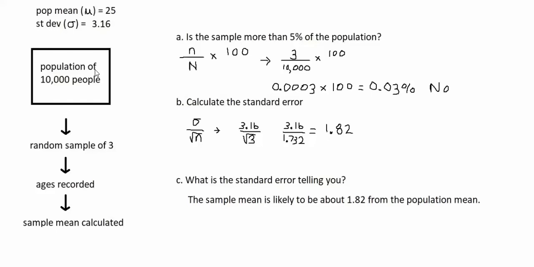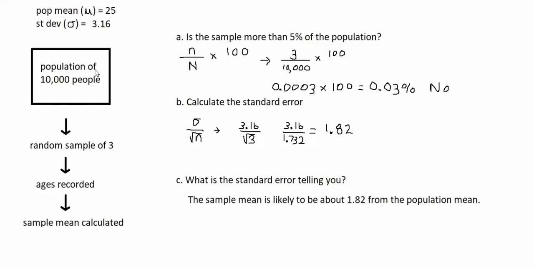But in this case, the population is quite a bit larger. Instead of a population of 5, it's now a population of 10,000. So let's see if we can get the standard error for this situation. In part A, we once again have to find out if the sample is more than 5% of the population using the same procedure. In this case, the answer is no because the sample is only 0.03% of the population.